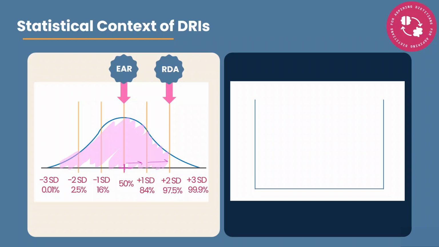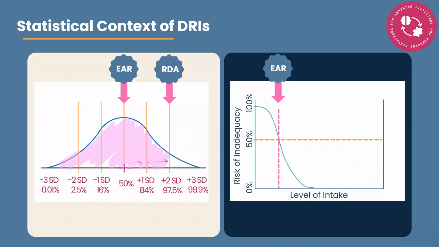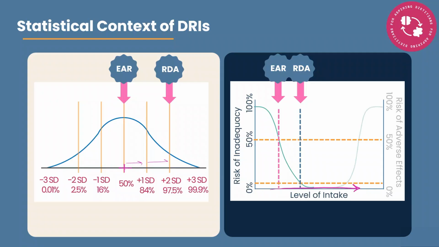But to understand safety, we need to graph level of intake against risk of inadequacy versus risk of adverse effect. When there is 50% risk of inadequacy, that's the EAR. And the RDA is very close to 0% risk of inadequacy since it covers 2 standard deviations of the healthy population. But as intake rises beyond adequacy, we eventually reach the tolerable upper intake level, or UL.